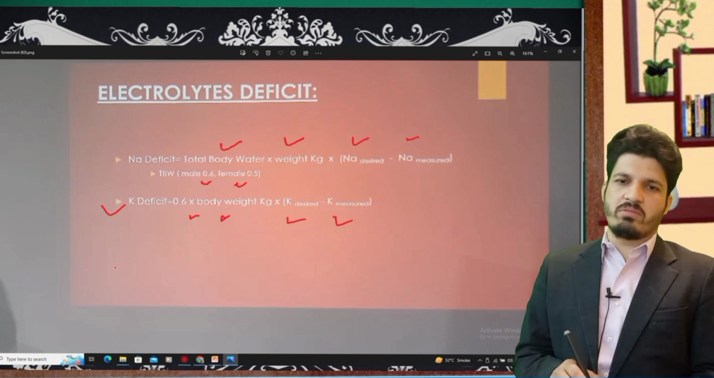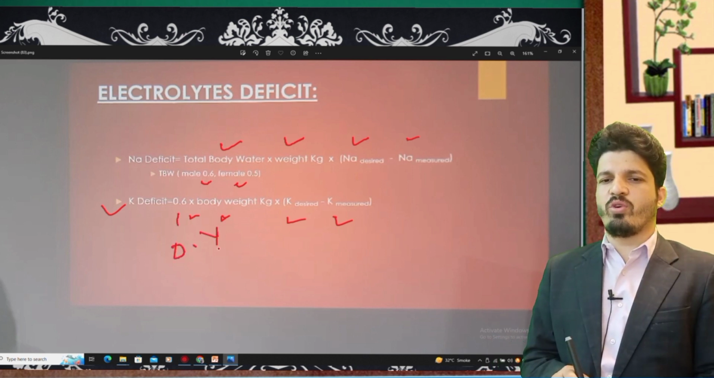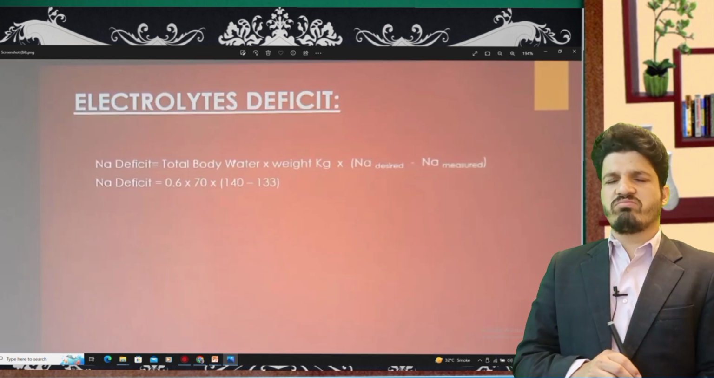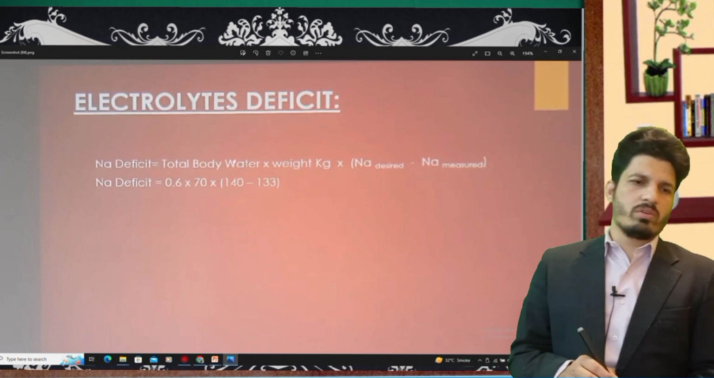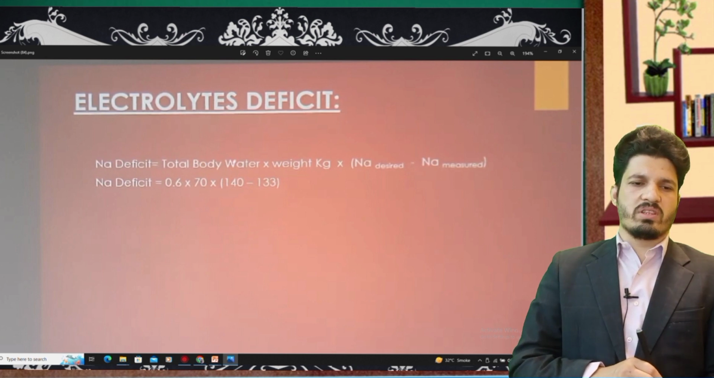In the case of potassium, sometimes we also use 0.4 instead of 0.6. This does not make a lot of difference, so don't be conscious about this.